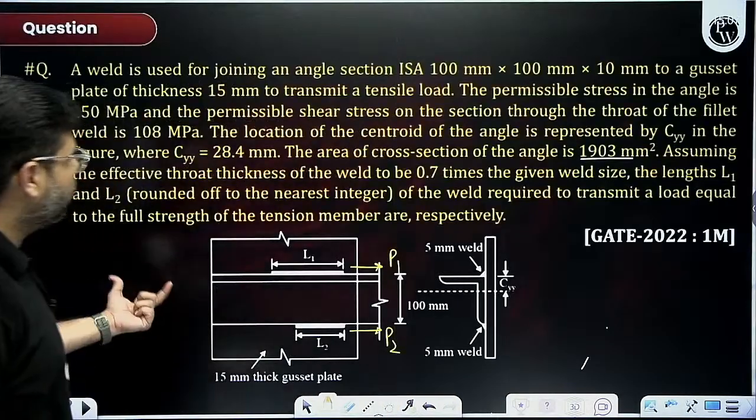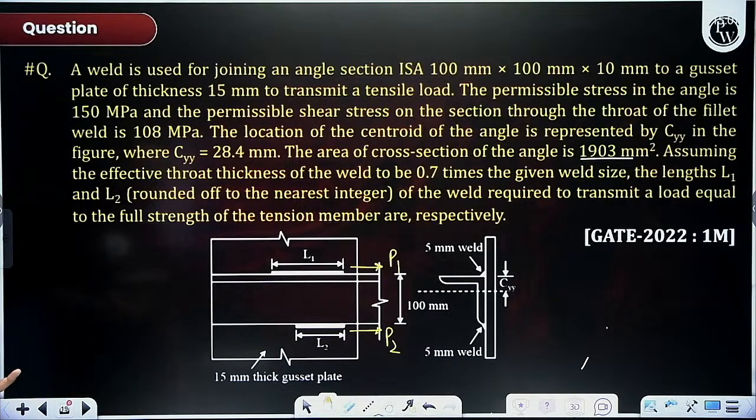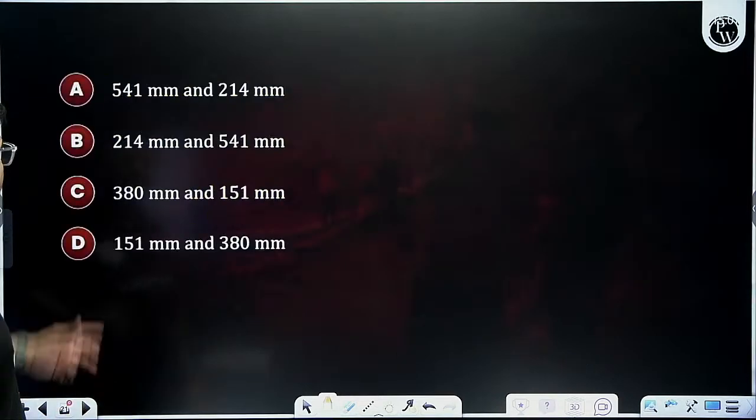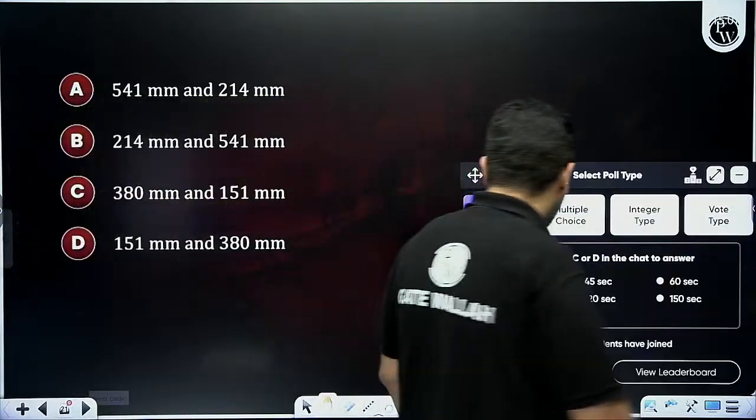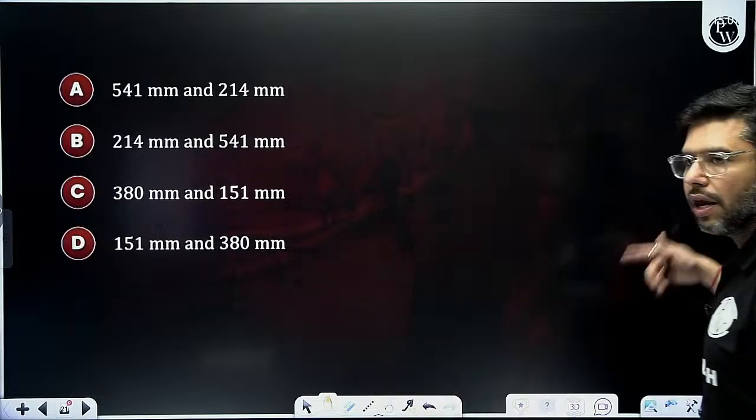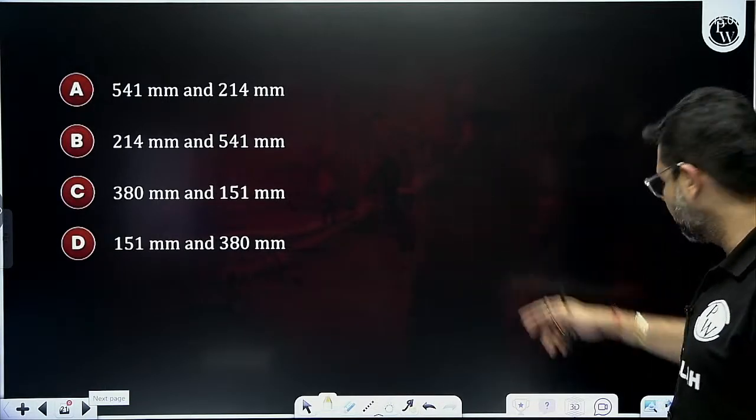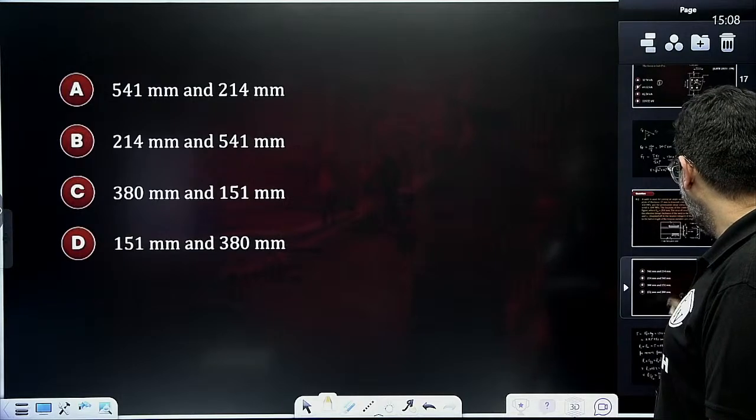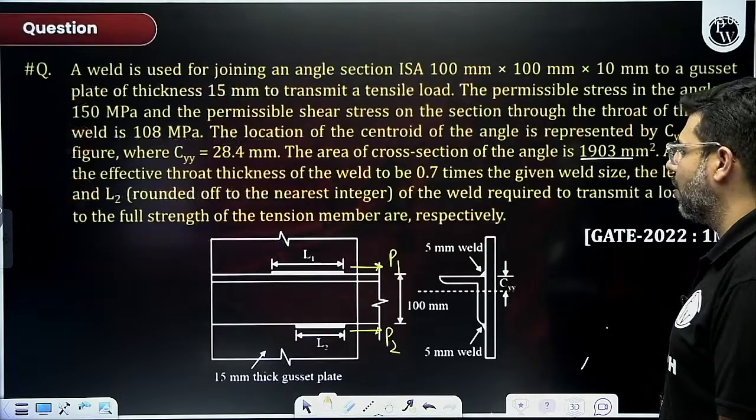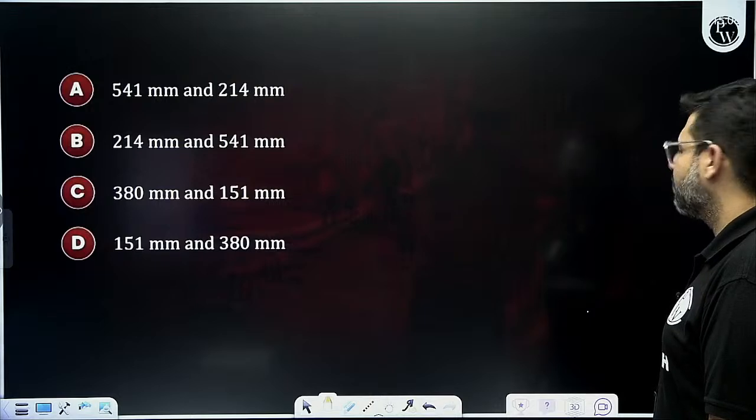I have to find out lengths L1, L2. The lengths L1 and L2 rounded off to the nearest integer. There were 4 options. You have to report your answer A, B, C, D, so on. You might have solved it, so just report your answer now. L1, L2 you have to find out. First report L1 and then L2. So first find out P1, P2.